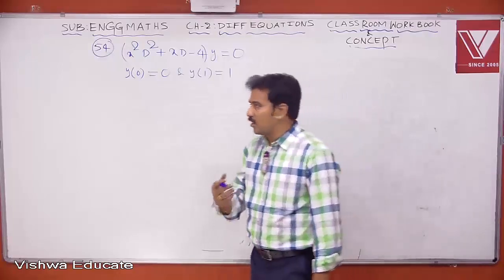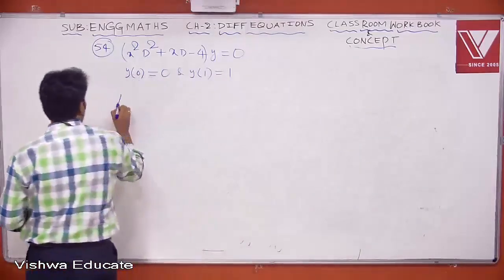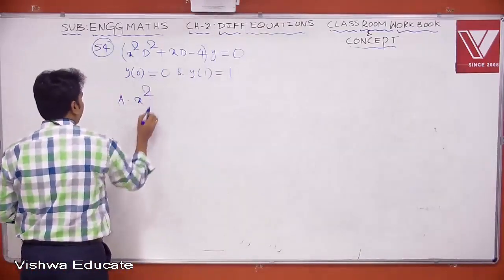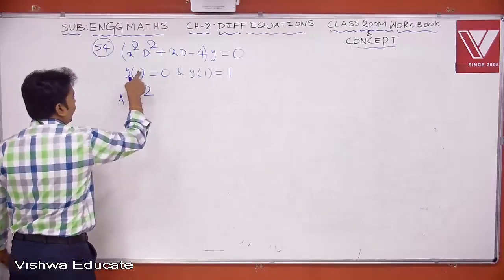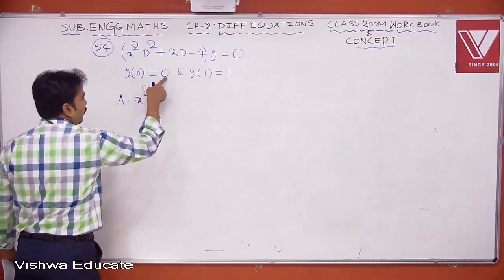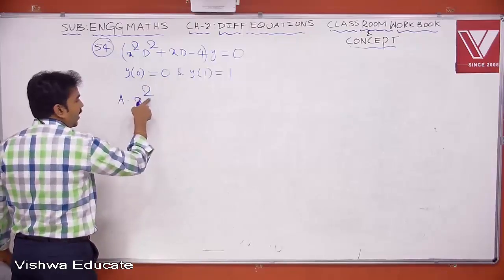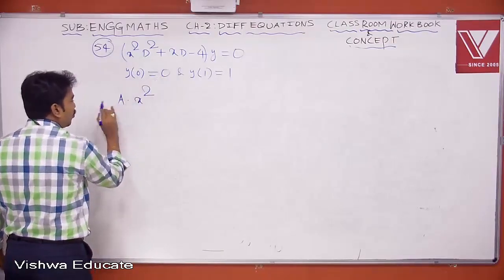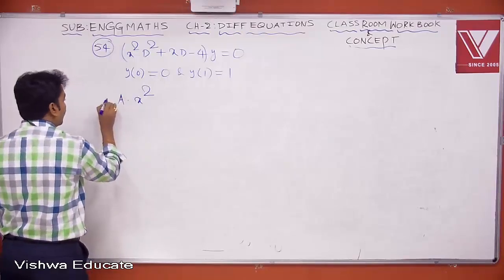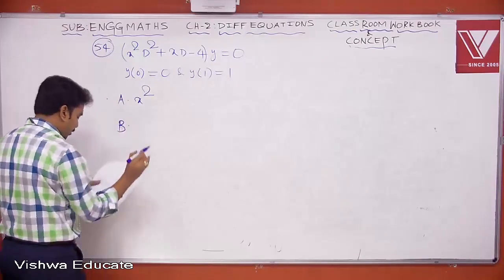That will happen in this case also. Let us see. What is option A? It is x square. Now here all these are y values. When you replace x by 0, y value is 0. When you replace x by 1, the value is 1. So it satisfies both boundary conditions. So do not confirm and don't eliminate. Hold this option.